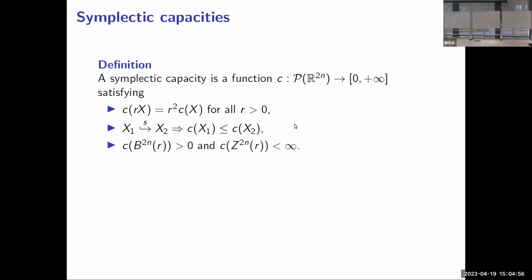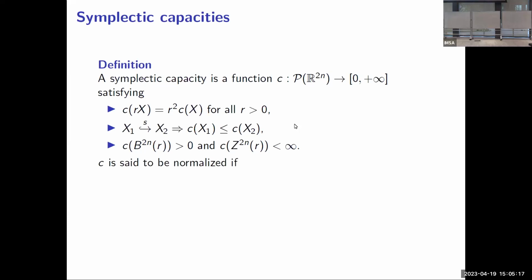And finally, it's non-trivial, meaning that the ball has positive capacity and the cylinder has non-infinite capacity. So this condition in particular says it can't be related to the volume. So it can't be just the volume to some power. And it can't be identically zero.